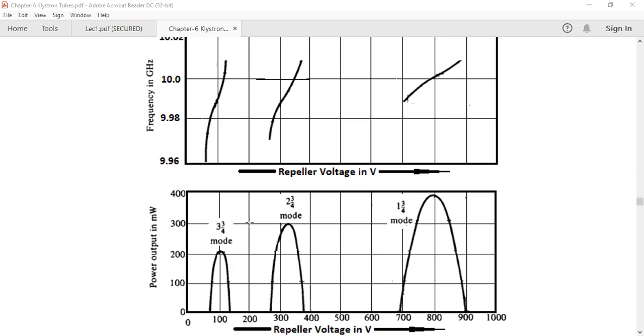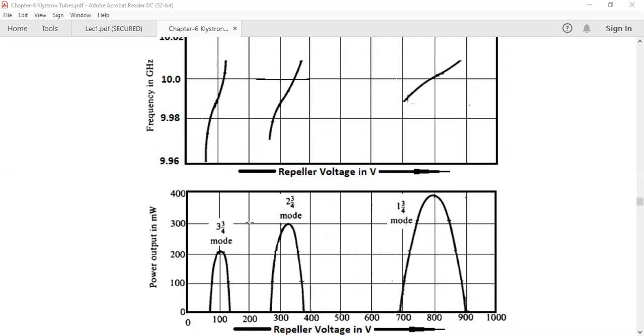It means for all repeller voltages we are not getting the output. Only at a specific repeller voltage are the electron bunches going to take place. That means at that point only we are getting the output power. That is called the mode of operation. So that mode of operation depends upon the repeller voltage.